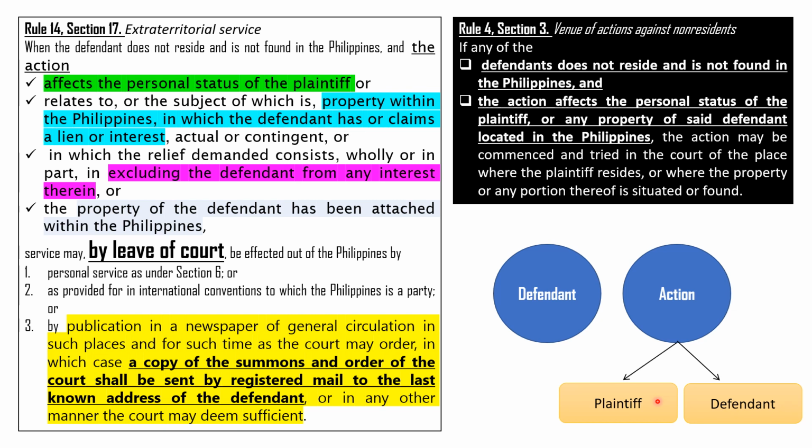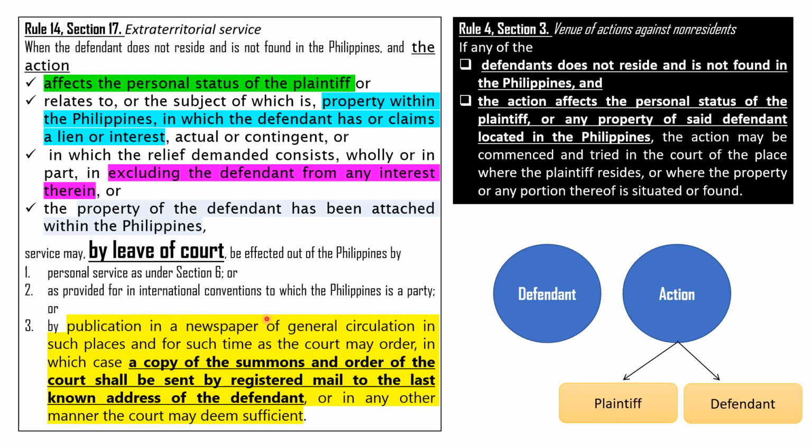When it comes to the plaintiff, you should look at whether the action affects the personal status of the plaintiff. When it comes to the defendant, what you should look at is, does it affect the property of the defendant and that property is located in the Philippines? What does that mean? Has the defendant's property been attached, or is the subject matter of the case a property wherein the defendant has a claim or interest, or when you read the prayer of the action, is it one which wants to exclude the defendant from his interest in that property? So that is your Section 17.